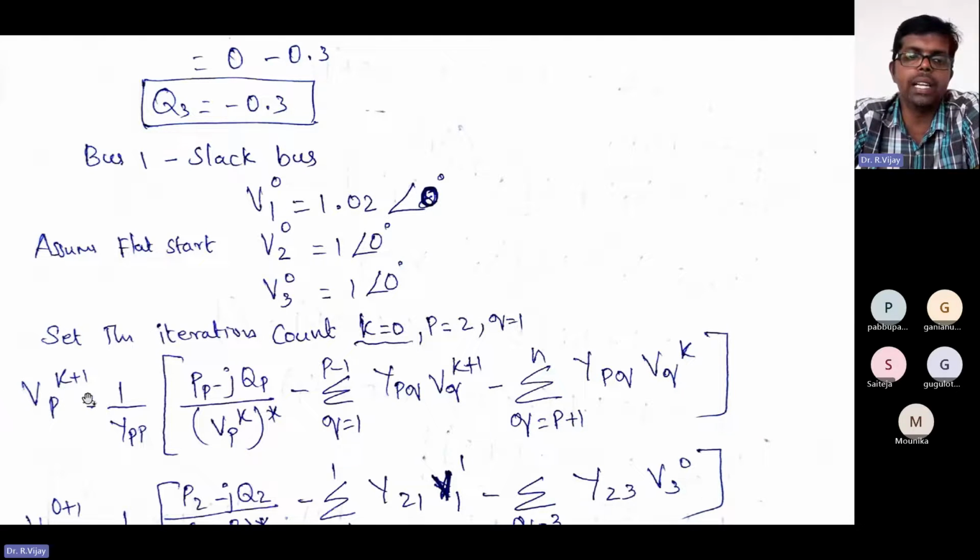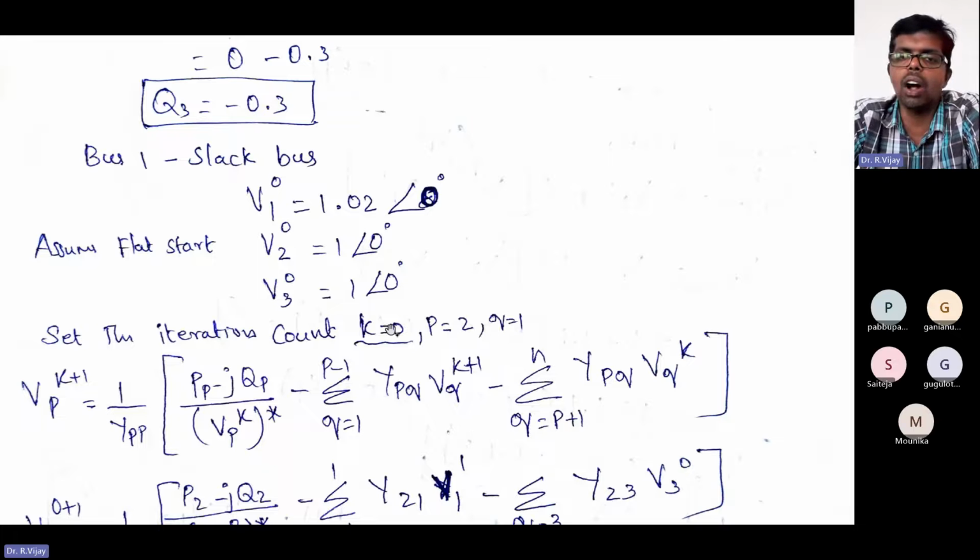That is V_P^(k+1) is equal to 1 divided by Y_PP into [(P_P minus j Q_P) divided by V_P^(k) star, minus summation Q equal to 1 to P minus 1 of Y_PQ V_Q^(k+1), minus summation Q equal to P plus 1 up to N of Y_PQ V_Q^(k)].